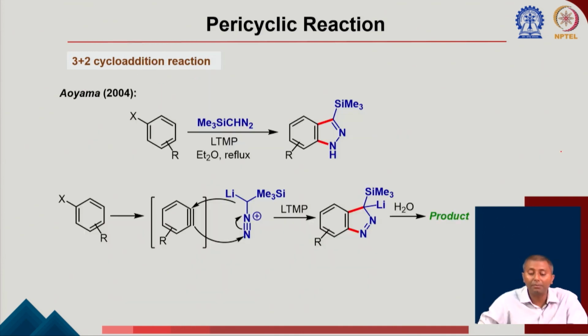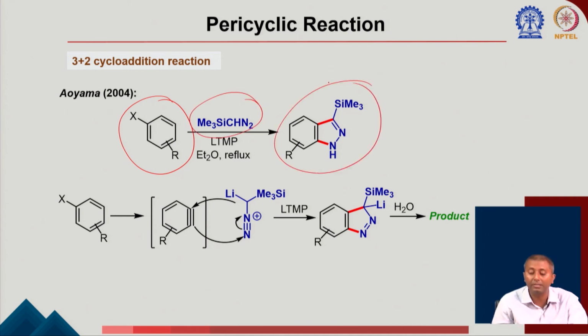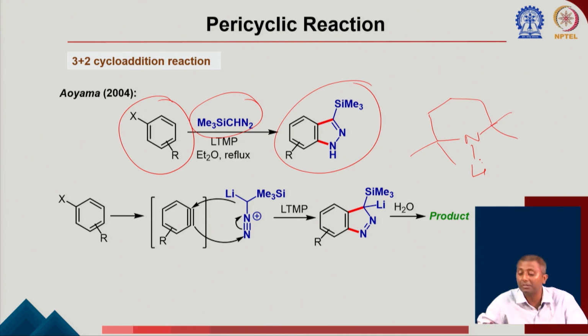Again, there is another method of 3+2 cycloaddition happening. Starting from here, using the benzyne, and if you use this TMS diazomethane, it is going to form this product here. Let me try to understand what is happening here. First thing is, if you have this lithium TMP, if you do not know the structure of lithium TMP, I am going to show you. This is a tetramethyl here, and there is a lithium on the nitrogen. So you have some sort of a hindered base here. That means it can only go for a proton abstraction. So it's going to act as a base, not as a nucleophile.